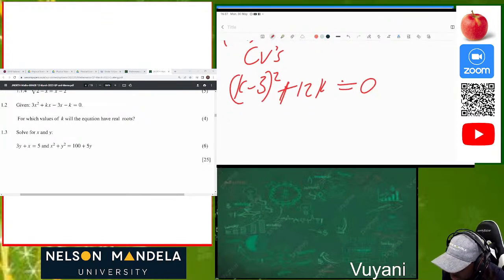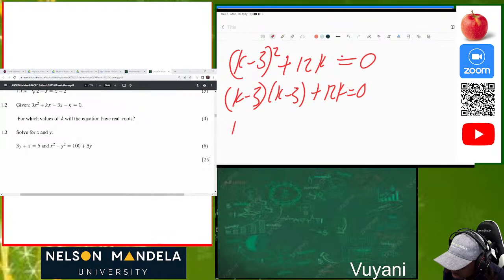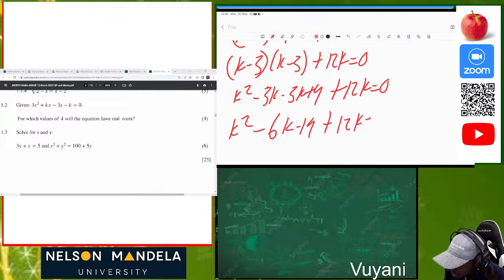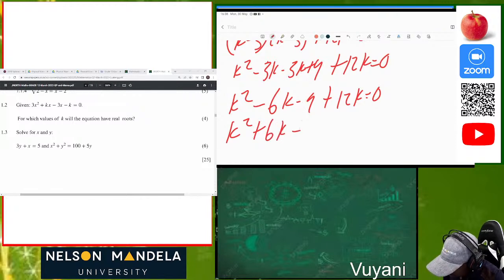Now this is k minus 3 squared, so (k minus 3)(k minus 3) plus 12k is equal to 0. Then k times k is k squared, minus 3k, minus 3k, plus 9, plus 12k is equal to 0. So we have k squared minus 6k plus 9 plus 12k is equal to 0. Negative 6 plus 12 is positive 6k, plus 9 is equal to 0.